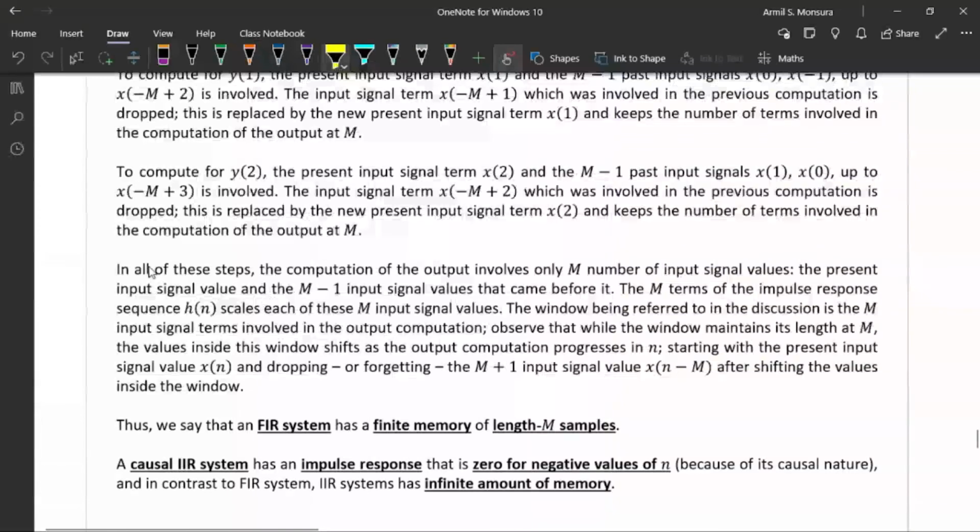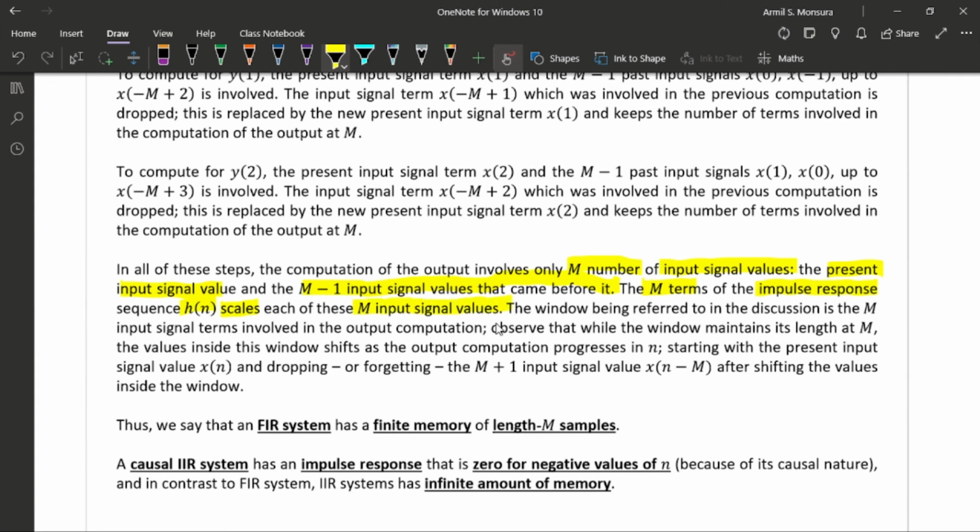So in all of these steps, the computation of the output involves only m number of input signal values: the present input signal value and m minus 1 input signal values that came before it. Now, the m terms of the impulse response sequence hn scale each of these m input signal values.